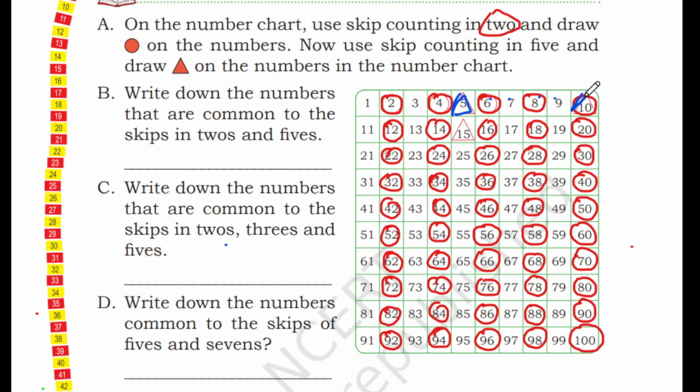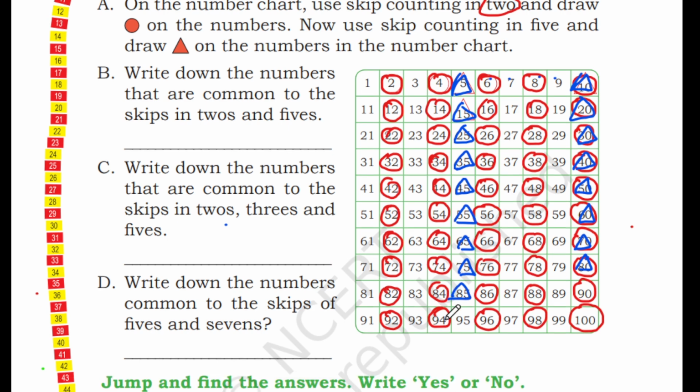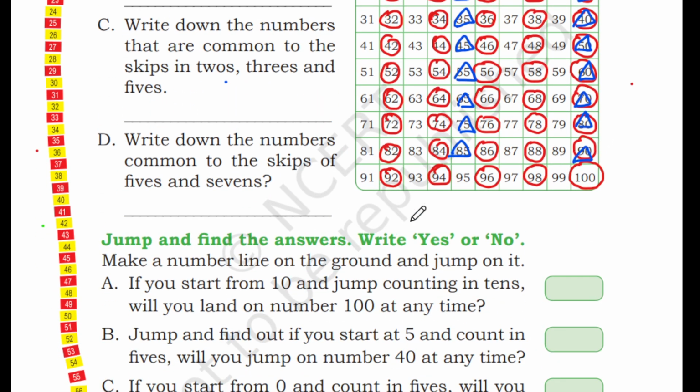5, 10, 15, 20, 25, and then 30, 35, 40, 45, 50, 55, then we have 60, 65, 70, 75, 80, 85, and we have 90, 95, the last one is 100.